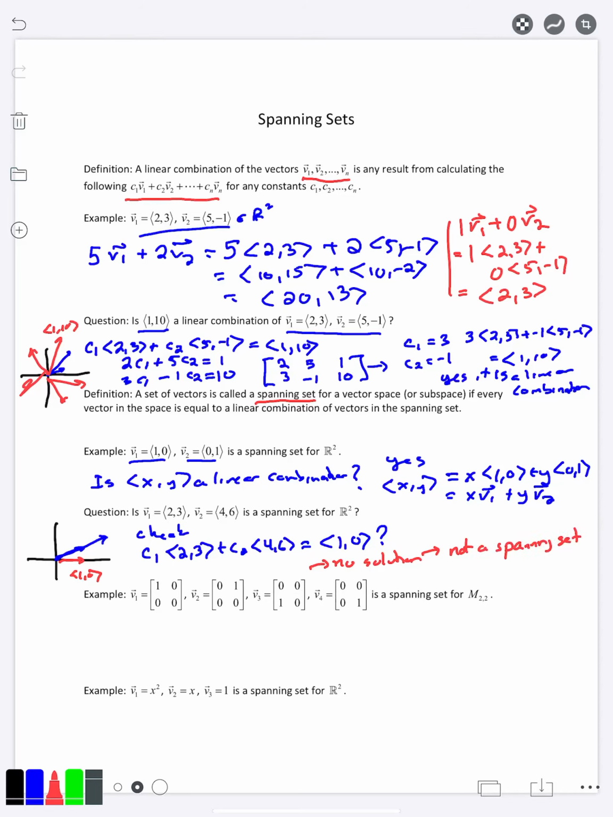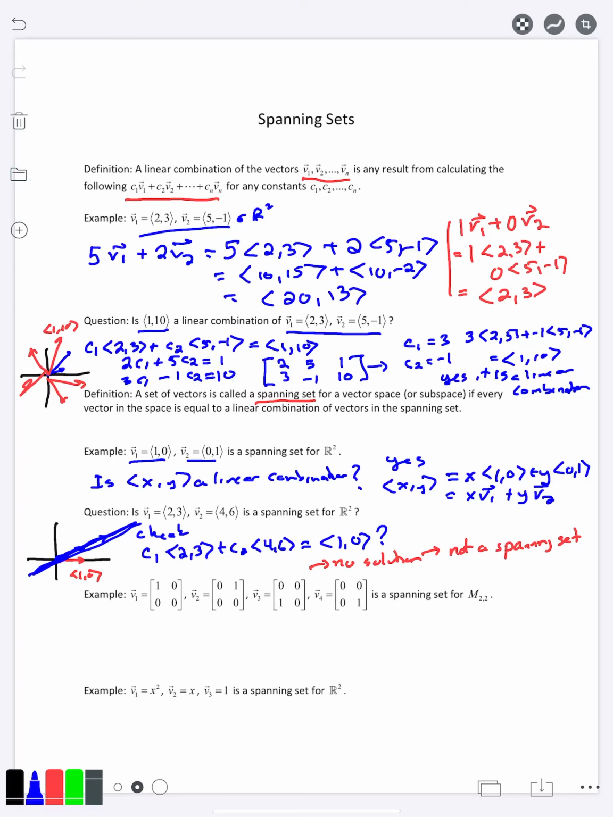I will leave the algebra of solving that up to you guys to see that I did it right. But in this case, it's not going to be a spanning set because the two vectors go in the same direction, which means you would not be able to reach anything that wasn't on this line right here.